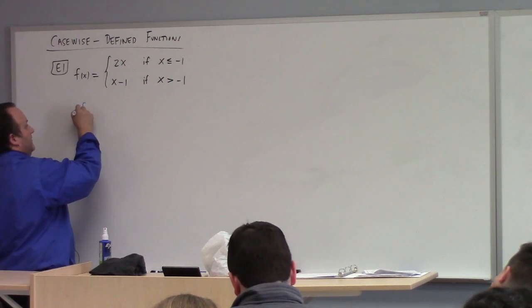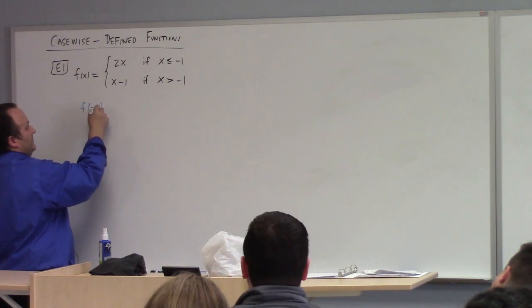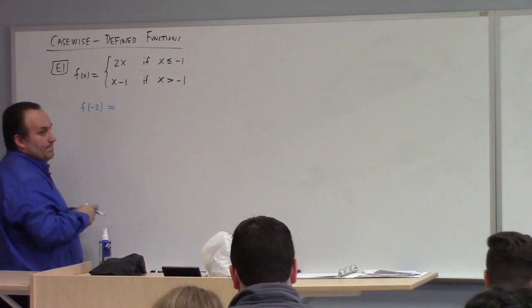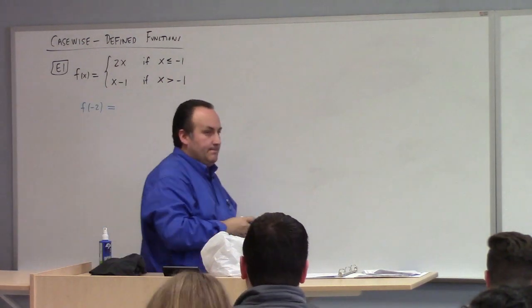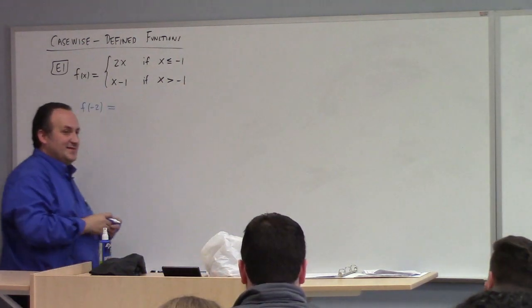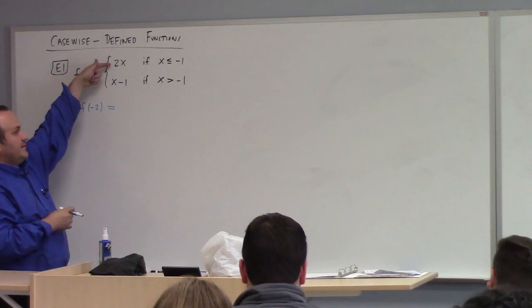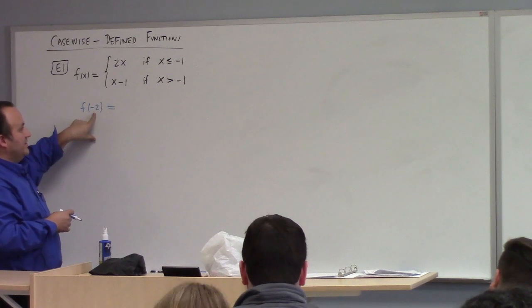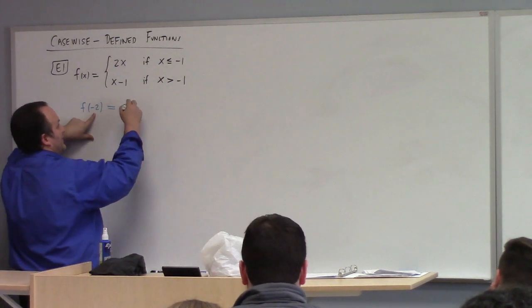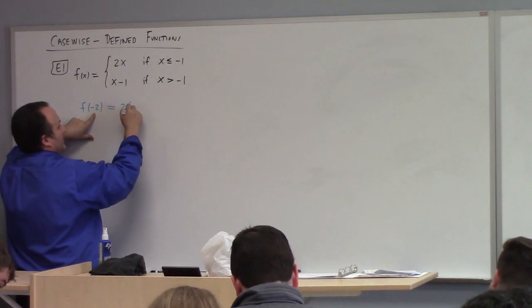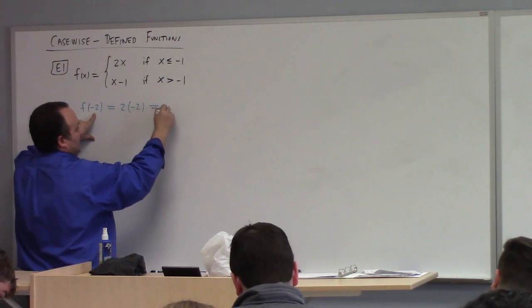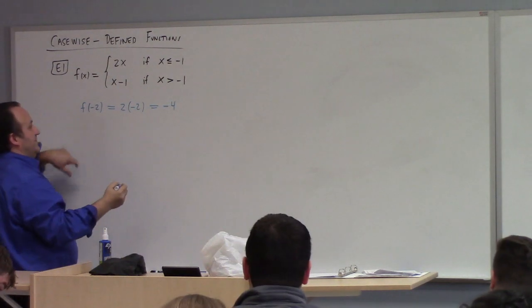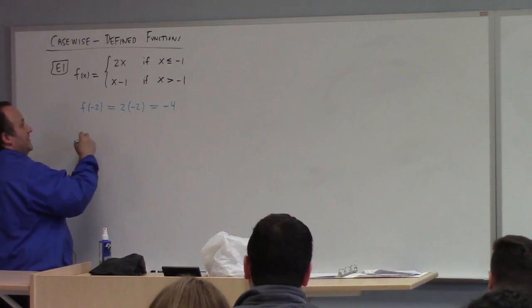So let's start out with some values. What would f of minus 2 be equal to? You've got two choices, right? You could either use this formula or that formula. Which case are we in? The top formula, because minus 2 is less than minus 1. So we have 2 times minus 2, so we get minus 4. Again, my apologies for the hideous Carolina blue.